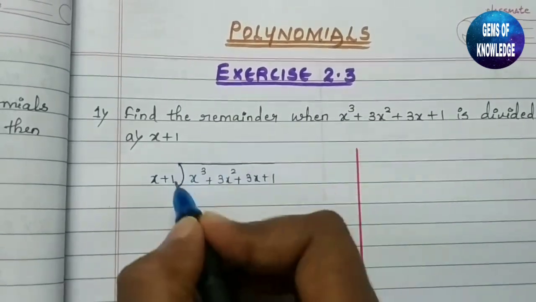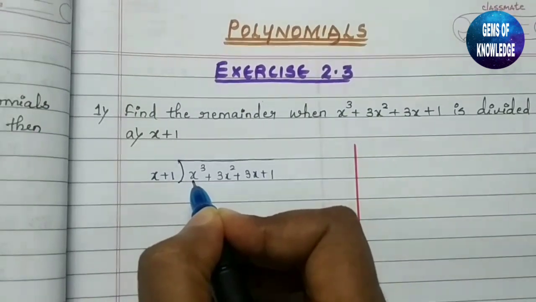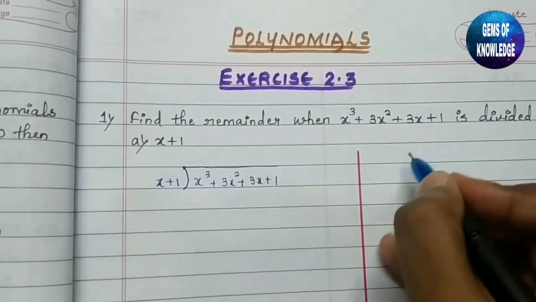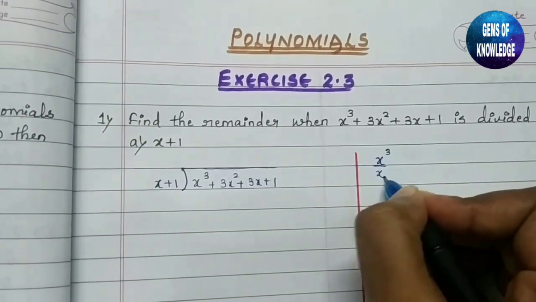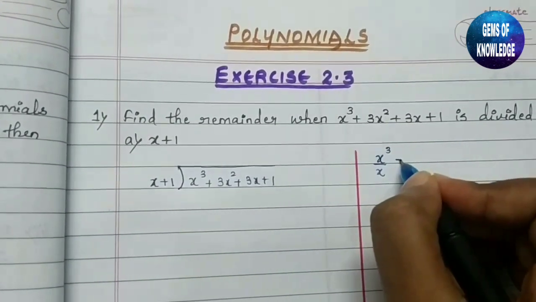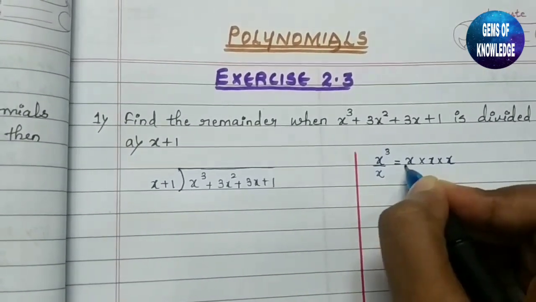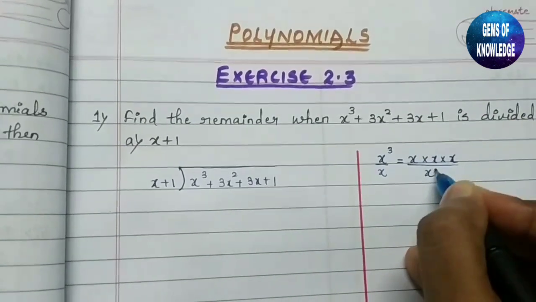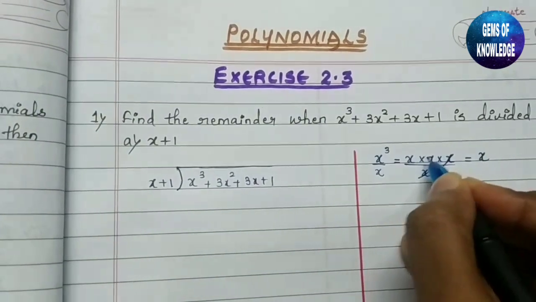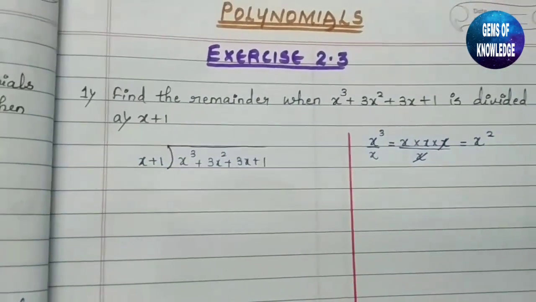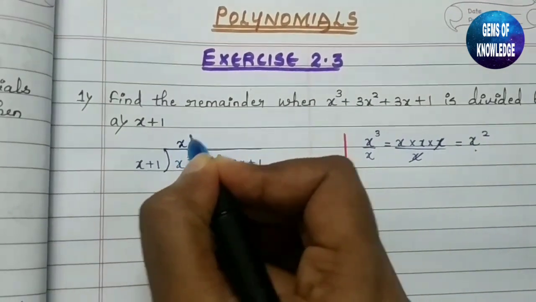So let us take the first one here, that is x cube. We need to take this x cube and divide it by this x. So x cube can be written as x into x into x, divided by this x. So this x and one x are cancelled. What are we left with? x square. We are left with x square. So this x square which we got here, we need to mention it here.